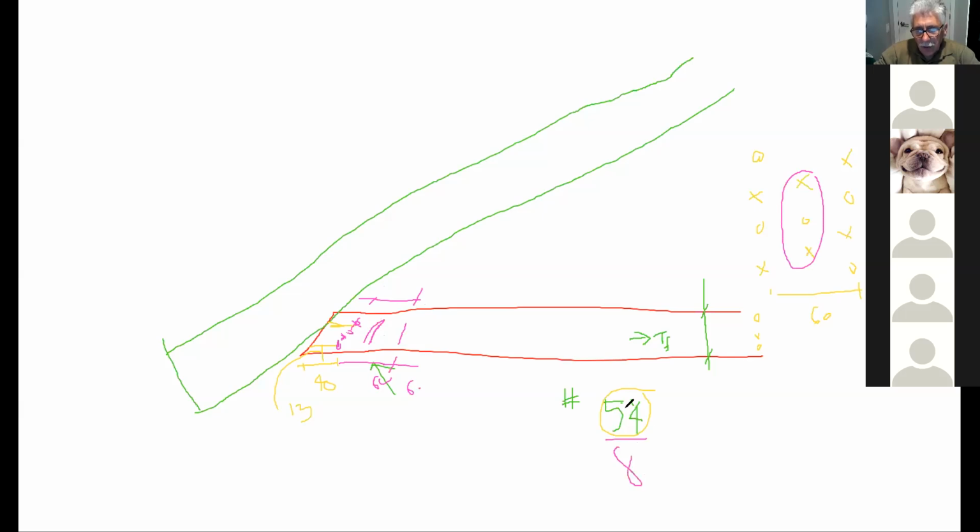So what's 54 divided by 8? You need 7 rows approximately. You follow what I'm doing? Yes, I do. Okay, so that means that if I take 60 times 7, I'm going to get all the way out here to approximately, from here to here, 420 millimeters.